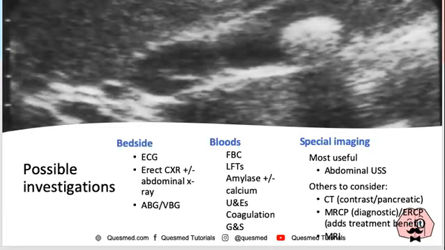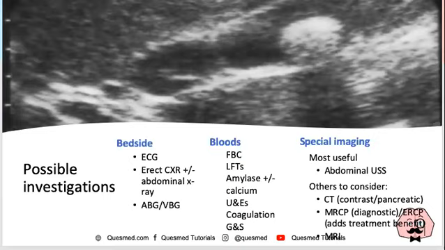So if your patient's unwell, you'd normally perform an ABG over a VBG, but essentially both will give you a lactate. Your basic set of blood tests for almost all general surgical patients are going to include a full blood count, LFTs, U&Es, amylase, a coagulation screen, and a group and save if you think they're at risk of going to theatre. Other useful blood tests include a calcium, magnesium, and phosphate.